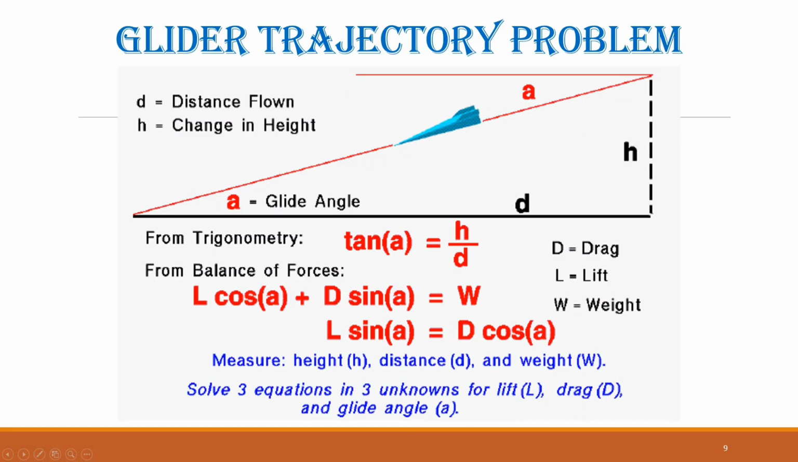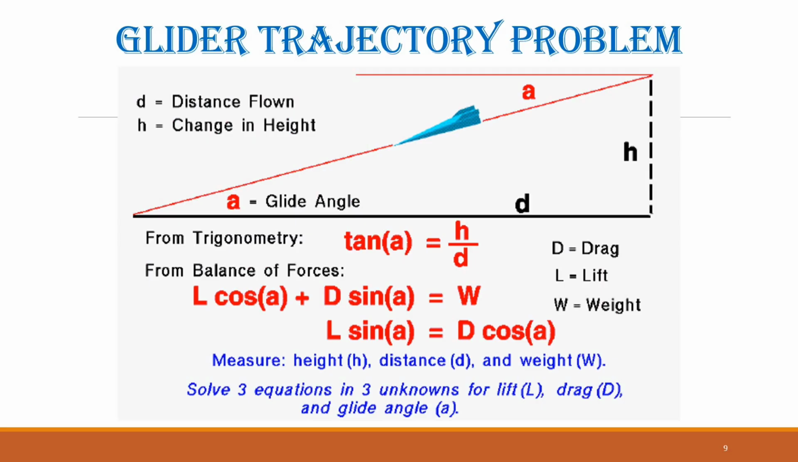When we consider the vector balance of forces acting on a glider in steady flight, we arrive at two key relationships. The first is that the lift multiplied by the cosine of the glide angle plus the drag multiplied by the sine of the glide angle must equal the weight of the glider. The second is that the lift multiplied by the sine of the glide angle must equal the drag multiplied by the cosine of the glide angle. Together with the trigonometric equation for the glide angle, these give us three equations that allow the lift and drag of a glider to be determined experimentally.